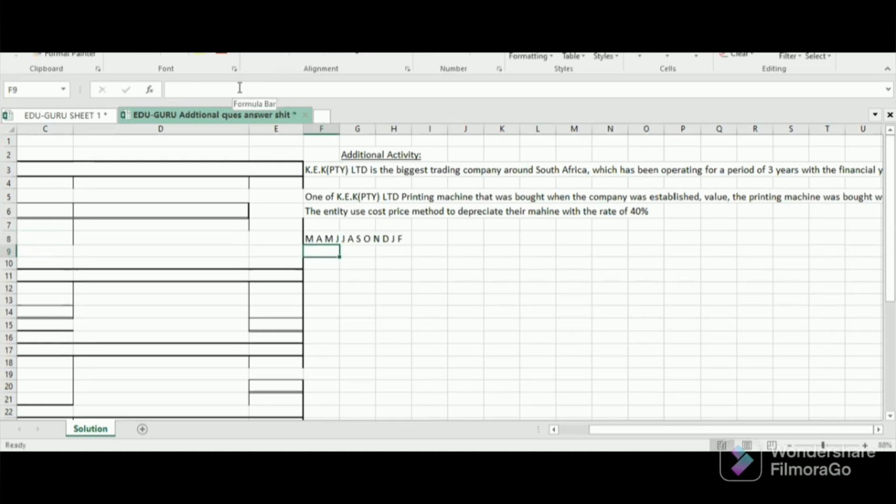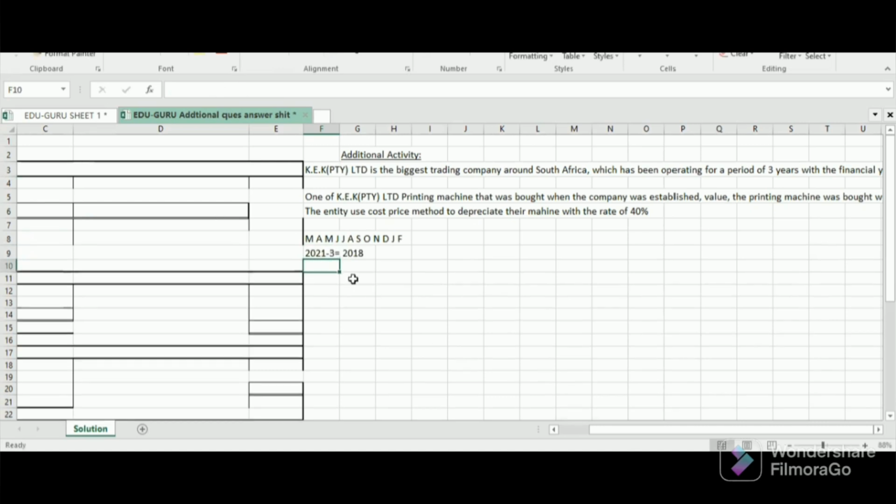Let me just paste it. Then remember what I said to you, those calculations whereby we were calculating when the company was established. I want to write this down so that you guys can get a memorandum, right? So you see in 2021, subtract the years, we get the year whereby the company was established, which is actually 2018, right? So now I say to you, we have come across what?